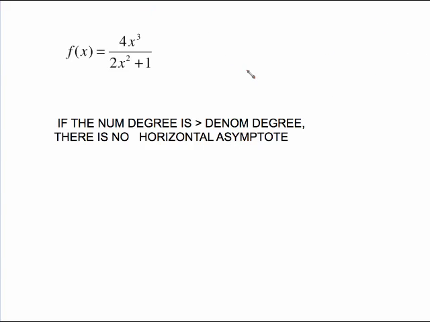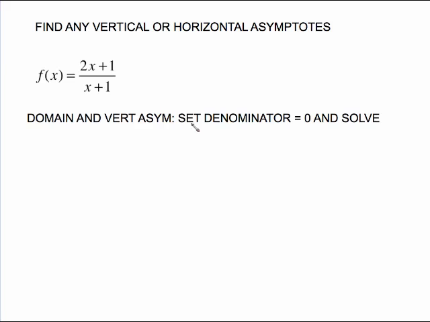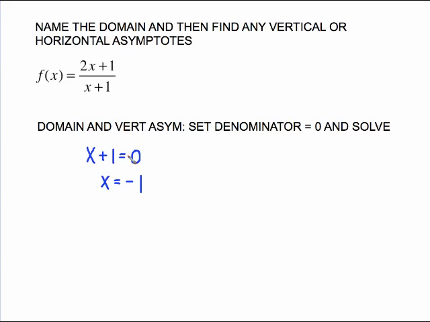So let's try to put together the three things we've talked about in these two videos. Let's see if we can name the domain and then find any vertical or horizontal asymptotes. That's about half the story of what you have to do a full rational graph. So to name the domain and the vertical asymptotes, it's the same setup. You're going to set the denominator equal to 0 and solve. So take that, set it equal to 0, and we get x equals -1.